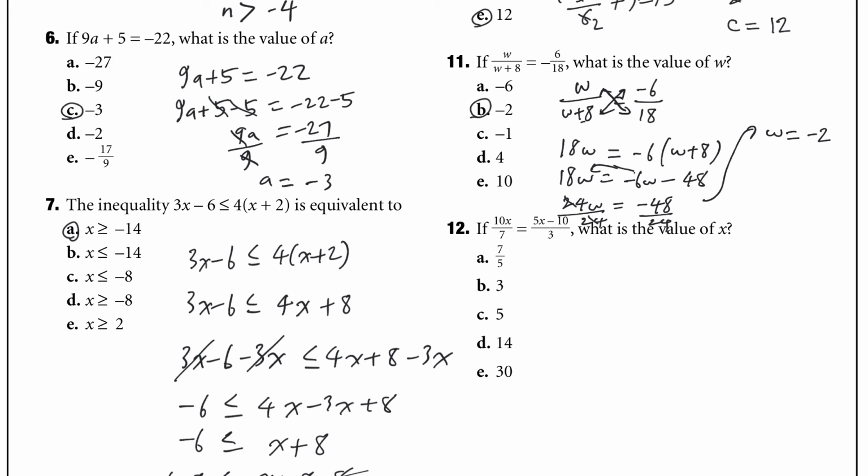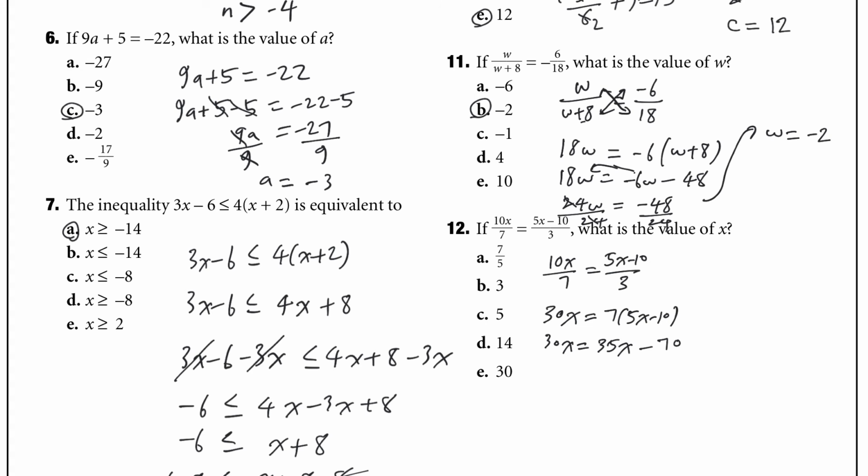Question number 12. 10x over 7 is equal to 5x minus 10 over 3. Again, we're going to use this technique called cross multiplying. So 10x times 3, 30x. Put it on the left-hand side. 7 times 5x minus 10, I'm going to put that on the right-hand side. And this only works if you have a fraction equal to another fraction. So let's expand the brackets. 7 times 5x, 35x. 7 times minus 10 is negative 70.